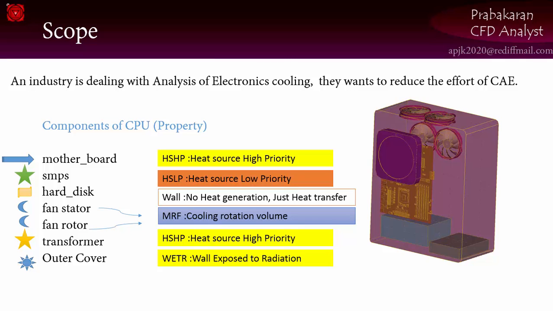Since we are going to work with electronic cooling, we will commonly have a motor, a hard disk, a board and transformers. So parts like these come again and again into the picture of analysis.